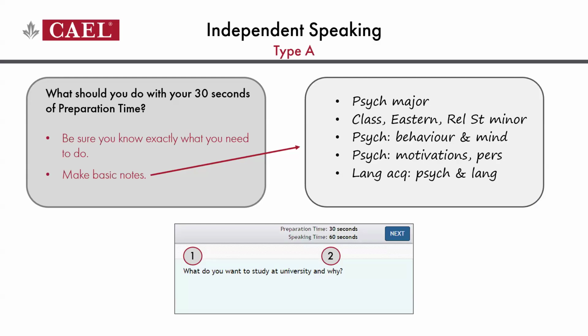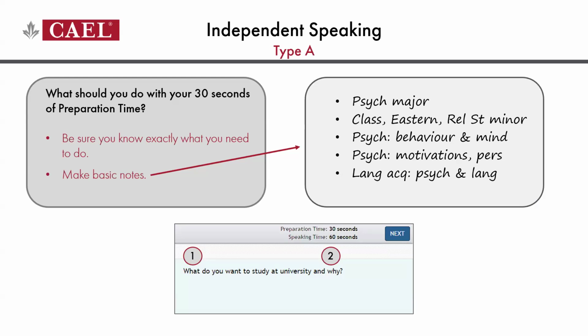Just because I'm familiar with the CAEL test, I've studied it a lot and worked in sessions like this with lots of test takers over the years. I honestly don't think that this test taker is going to have time to speak about both a major and a minor. She's only got 60 seconds. So this is going to be part of your study habits at home, understanding how many ideas is appropriate for a 60-second question in this case.